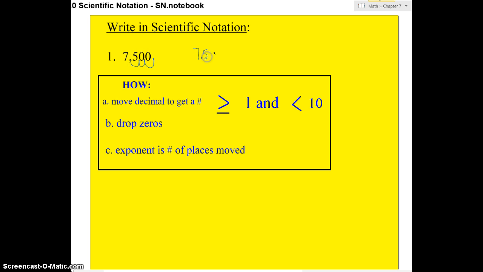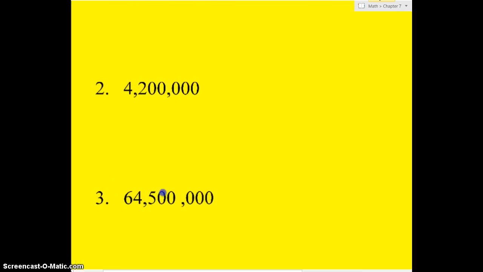So then I say 7.5 times 10, 1, 2, 3. I moved it 3 times. Again, it's not necessarily the number of zeros there are, but it's the number of spaces I move. 1, 2, 3.